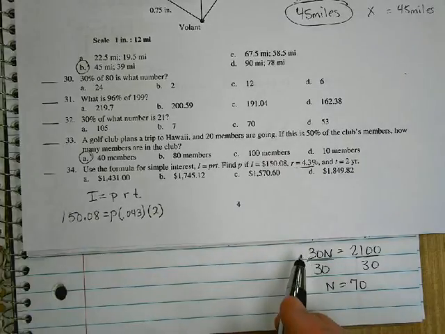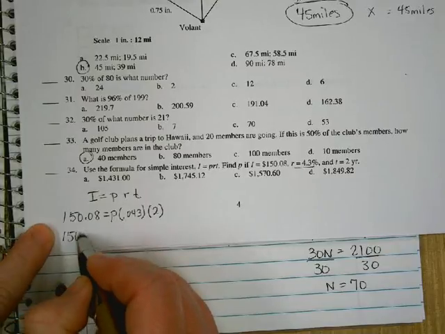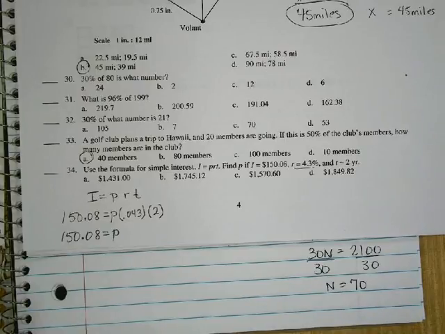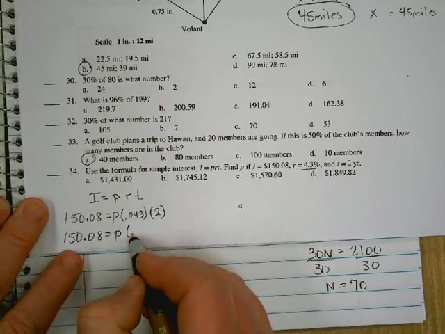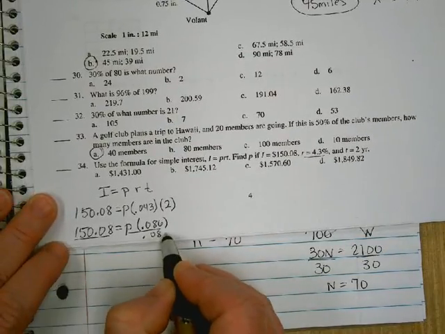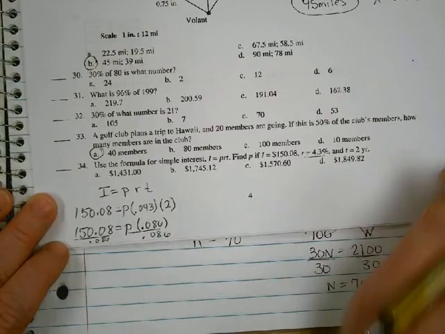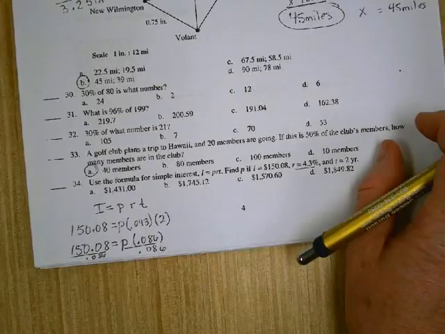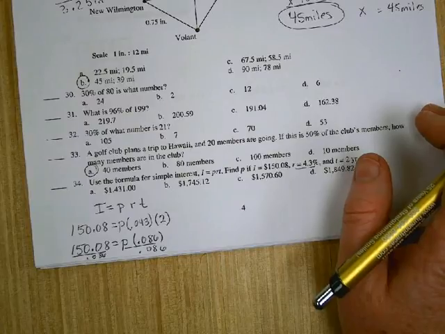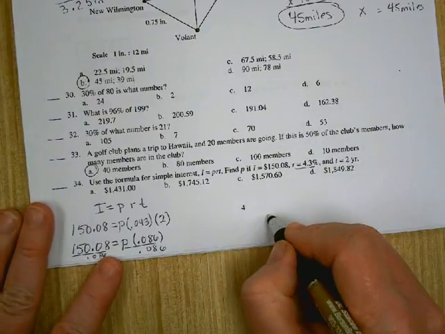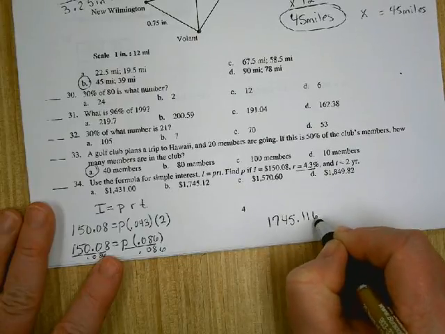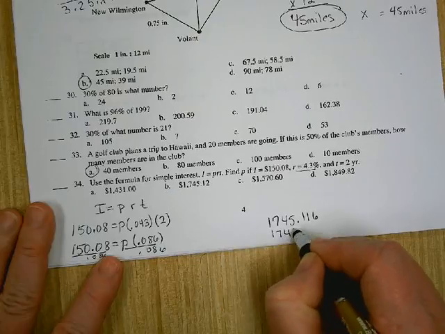150.08 equals P times 0.086. Right, that makes sense. I was trying to multiply it by a percent yesterday. You never multiply by percent. Then divide by 0.086. And my answer here is 1745.116. Gonna round that to $1,745.12.